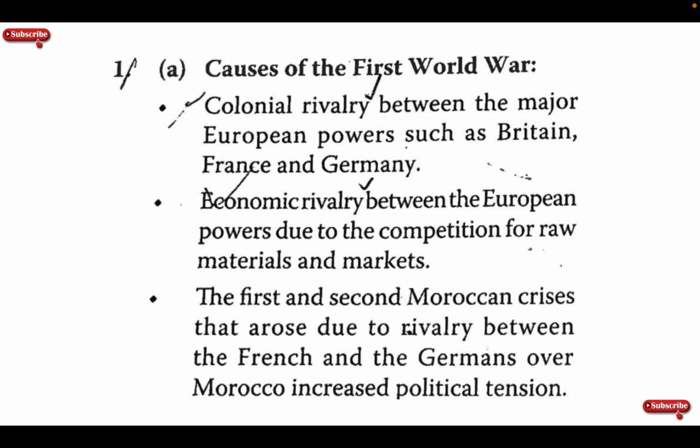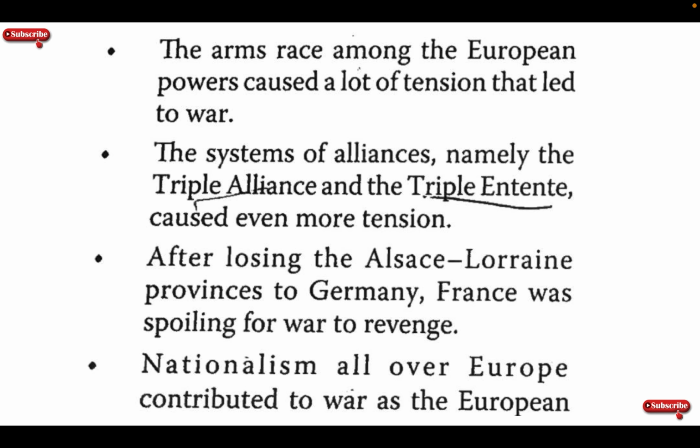The First and Second Moroccan crises, which arose due to rivalry between the French and the Germans over Morocco, increased political tension. The arms races among the European powers caused a lot of tension that led to war. The systems of alliances, namely the Triple Alliance and the Triple Entente, caused even more tension. After losing the Alsace-Lorraine provinces to Germany, France was spoiling for war to take revenge.